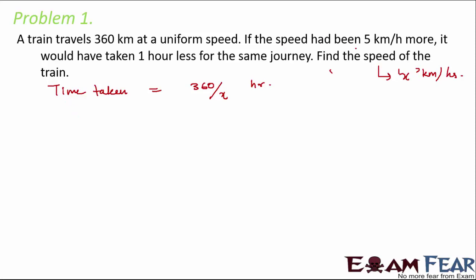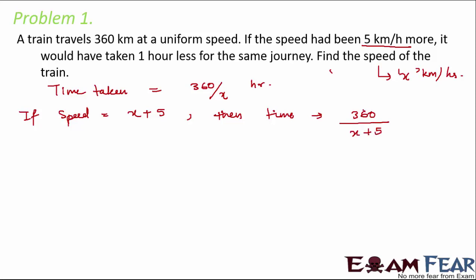Right? Now the question says that if the speed had been 5 km more, that means if the speed had been x plus 5, in that case the time taken would have been 360 divided by x plus 5, because the distance would still remain the same. The question says that if the speed had been 5 km more, then the time taken would have been 1 hour less for the same journey. That means this time is 1 hour less than this time. So basically 360 by x minus 360 by x plus 5 is equal to 1 hour.